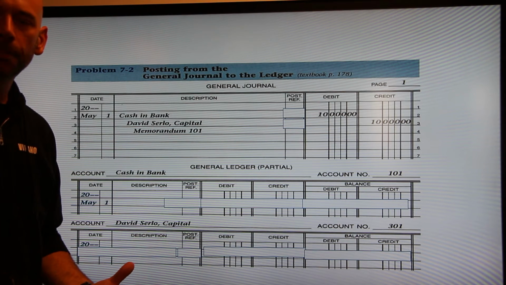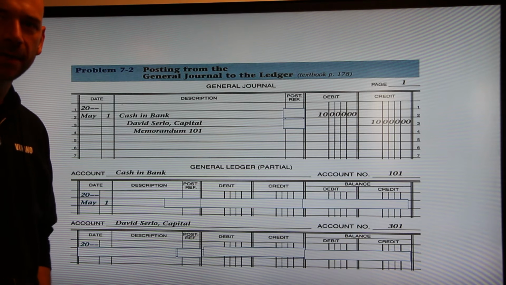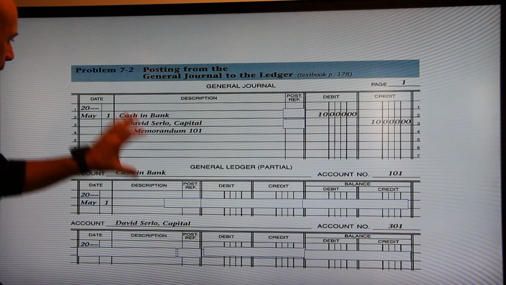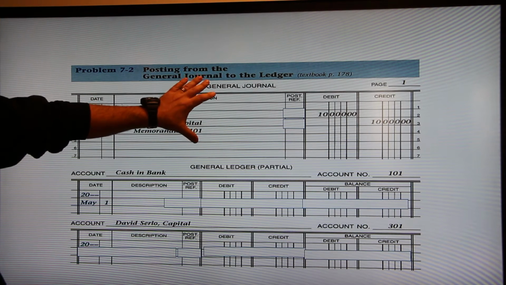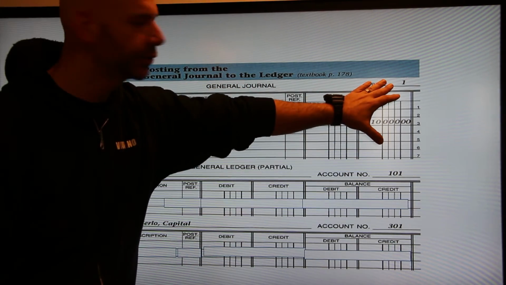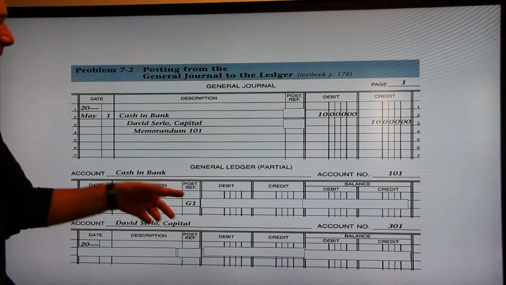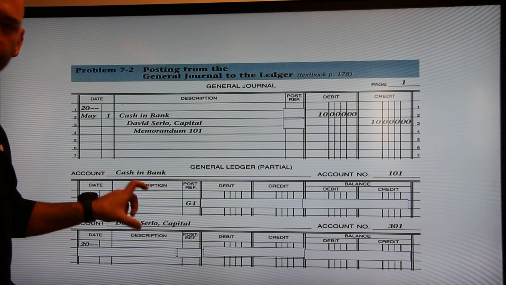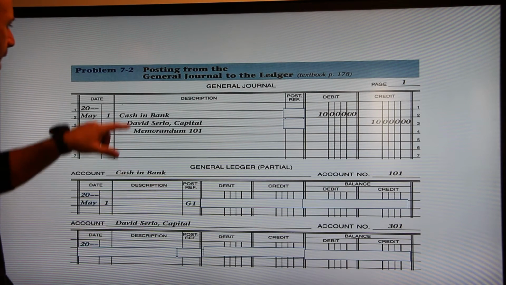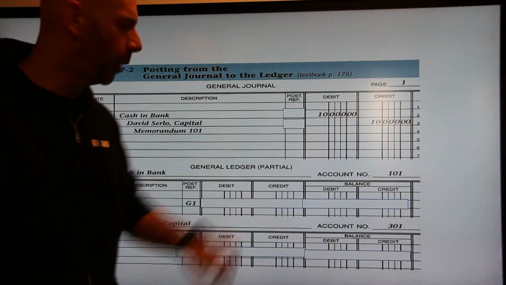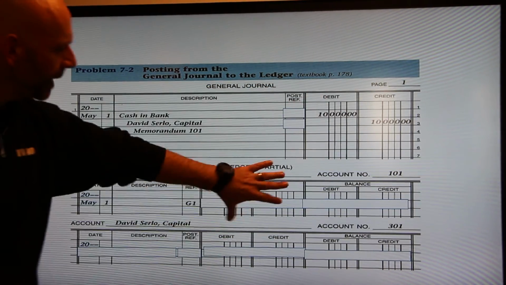So the description we would leave blank, but now we have this column that's called the post-reference column. All post-reference means is we want to know where we got that information from. So as we can see, we're taking this information from the general journal, general journal page 1. It says 1 on the top. So the post reference we would put G1 to show that we got this information for this transaction from General Journal, page 1.